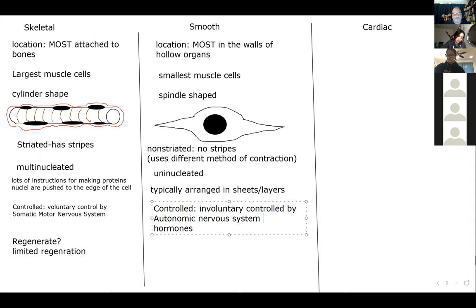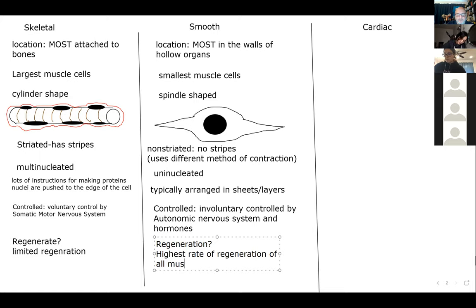Now, what about regeneration? Is smooth muscle able to regenerate? Yeah, and in fact, it actually has the highest rate of regeneration of all the muscle types. Obviously, epithelial tissues have the highest rate of regeneration of any tissue type. But of the muscle types, smooth muscle has the highest rate of regeneration. It's the easiest to regenerate.